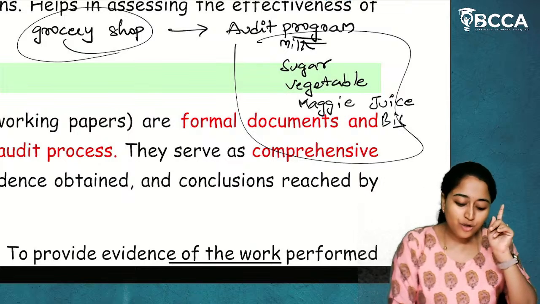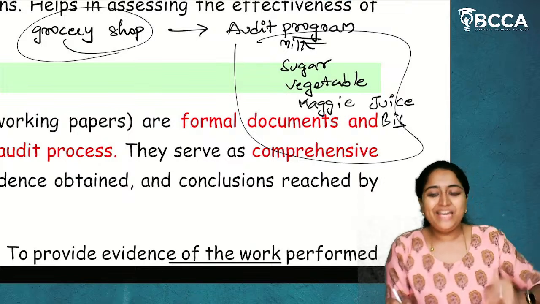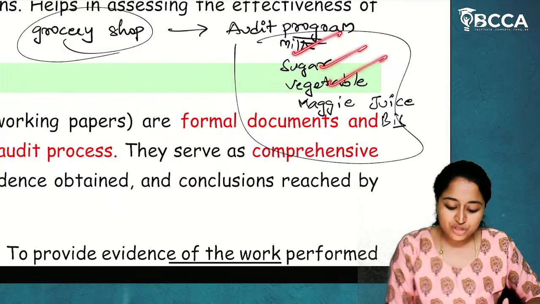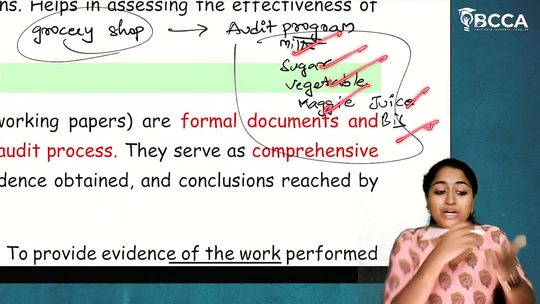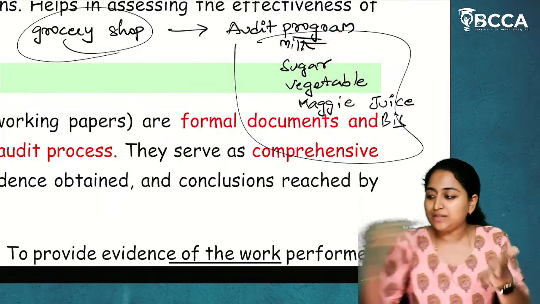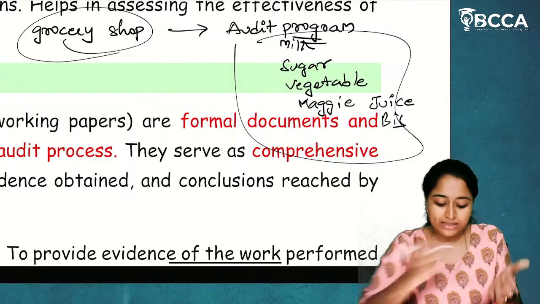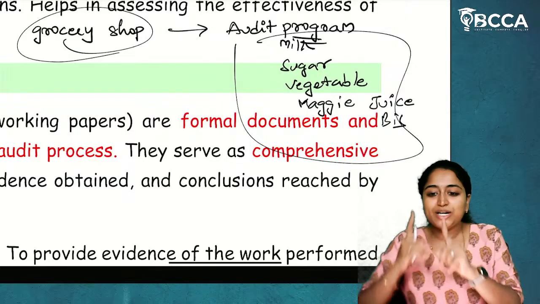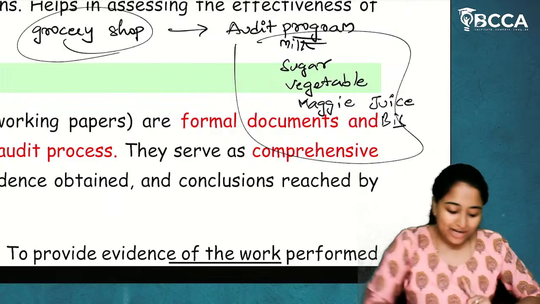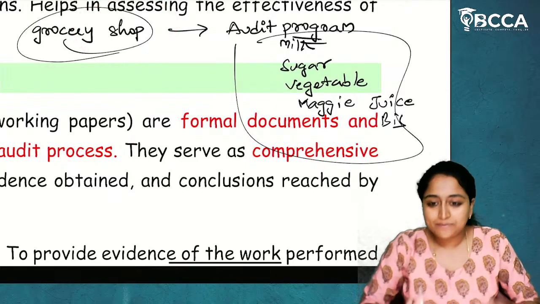Now, you will go to the shop and you will buy each and everything. Milk, sugar, vegetables, Maggi, juice, biscuits. You will tick everything. Okay, I have bought the milk, tick it. I have bought the vegetables, tick it. I have bought the sugar, tick it. Checklist. It is called audit program.